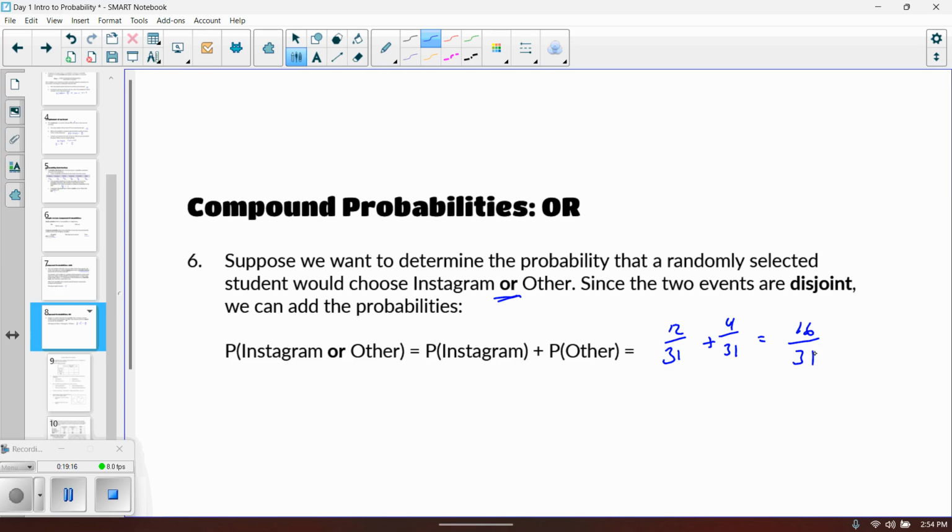So if it's only one or the other, you add them up. If it's one and another one, then they both have to have been selected. And there's no way for one person to have done that. So the and statement was 0 in this case. The or statement, we can add the probabilities together. And again, that's because they are mutually exclusive or disjoint.